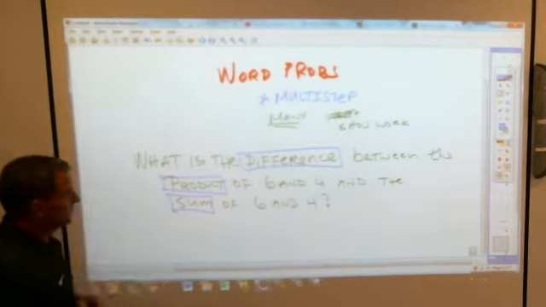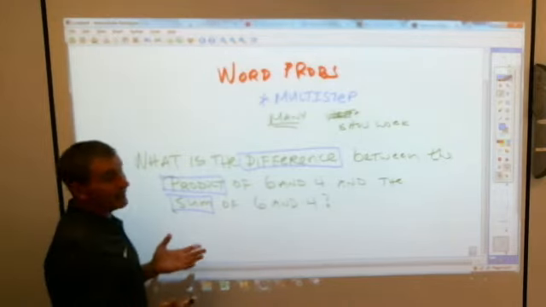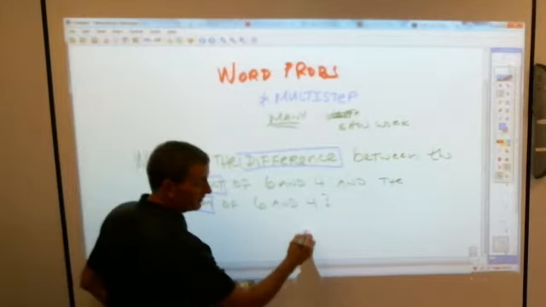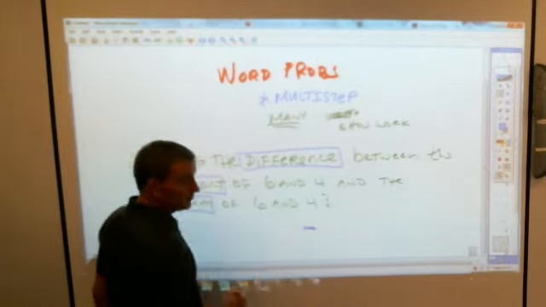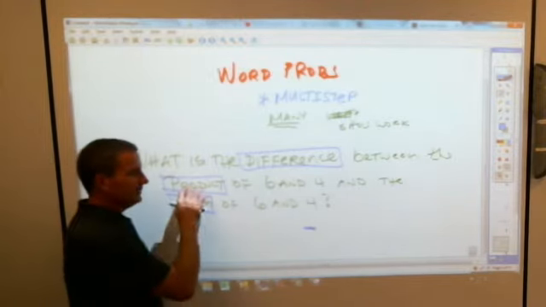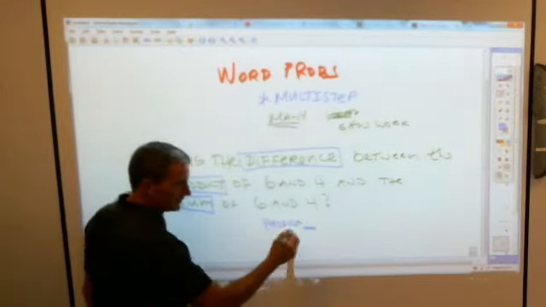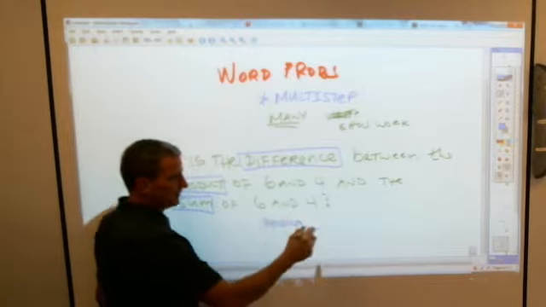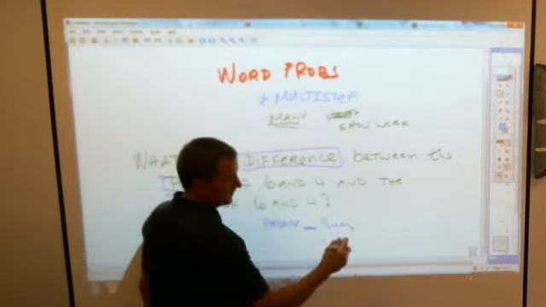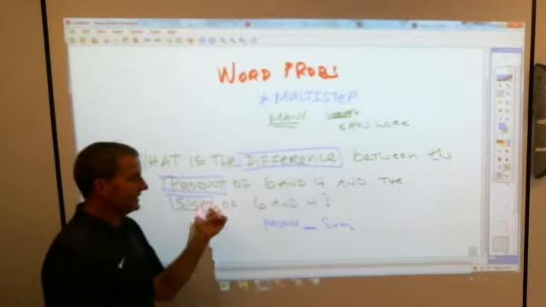Alright, so here's what it looks like. First of all, start at the beginning. What is the difference? Which means you're subtracting something. So I would write down my subtraction sign. I am subtracting two things to get my answer. What am I subtracting? Now don't get too far ahead of me. I am taking the product of something and subtracting from that the sum of something. Okay? You're subtracting the product and the sum.